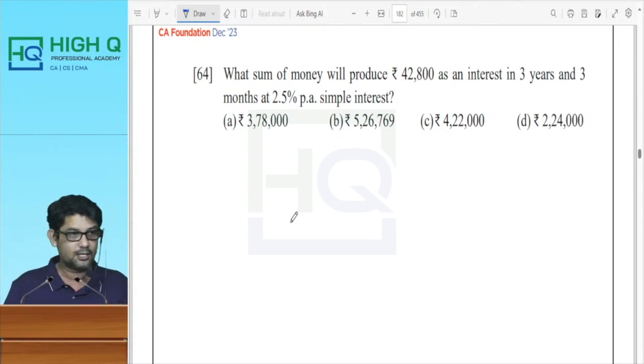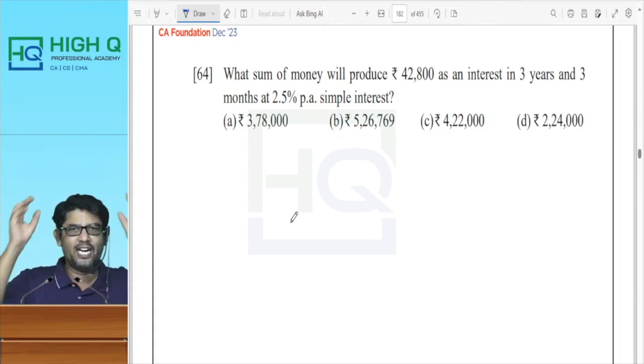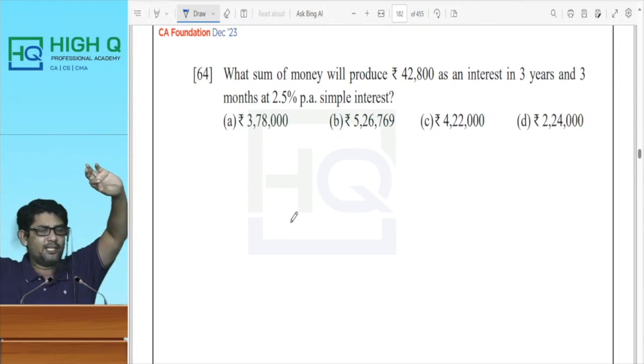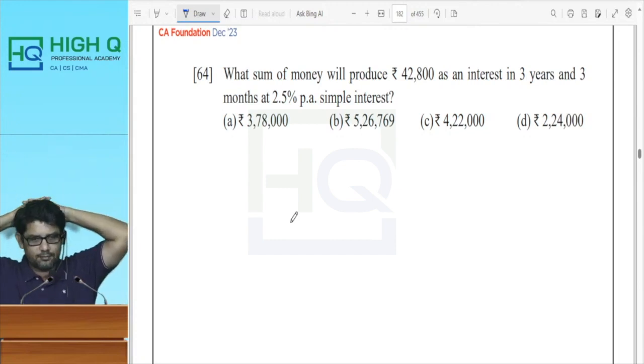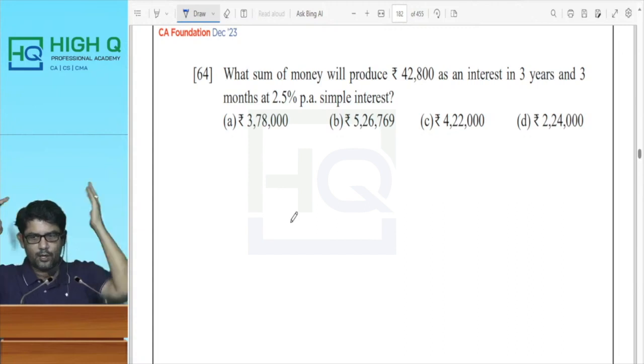Can you do this? For the 3 years, say, can you try the trial and error method or any formula method, anything you do. If you use the trial and error method, it hardly takes 7 seconds. What is the answer?